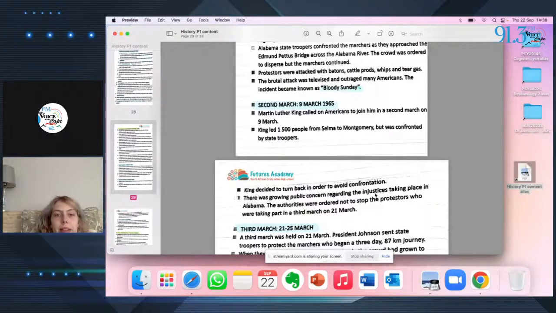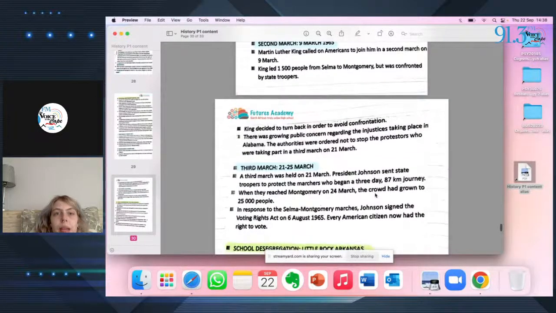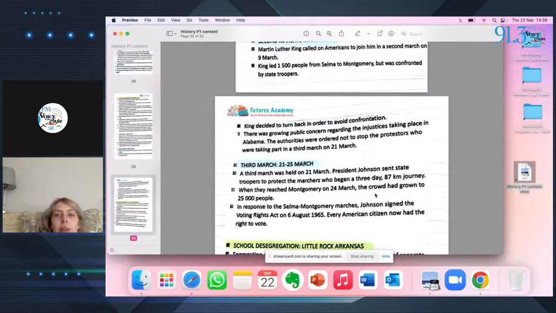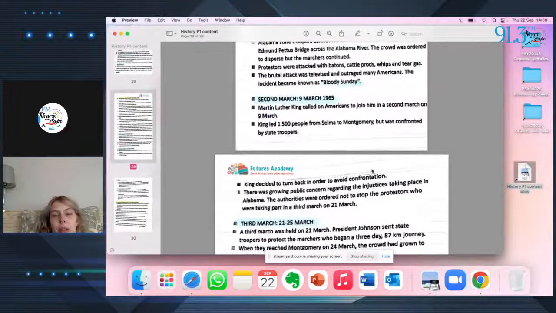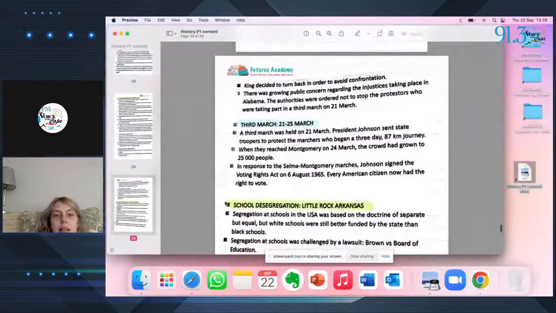Okay, and then the second march on 9 March 1965. So Martin Luther King called on Americans to join him on a second march. On 9 March, King led 1,500 people from Selma to Montgomery, but was confronted by state troopers. He decided to turn back in order to avoid confrontation because of what happened with the first march, and there was a growing public concern regarding the injustices taking place in Alabama.